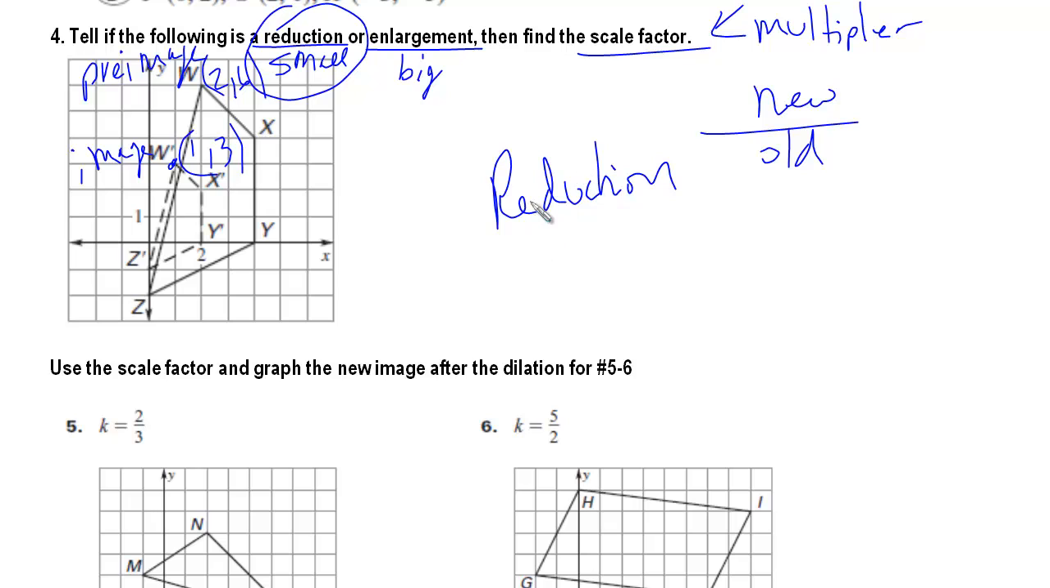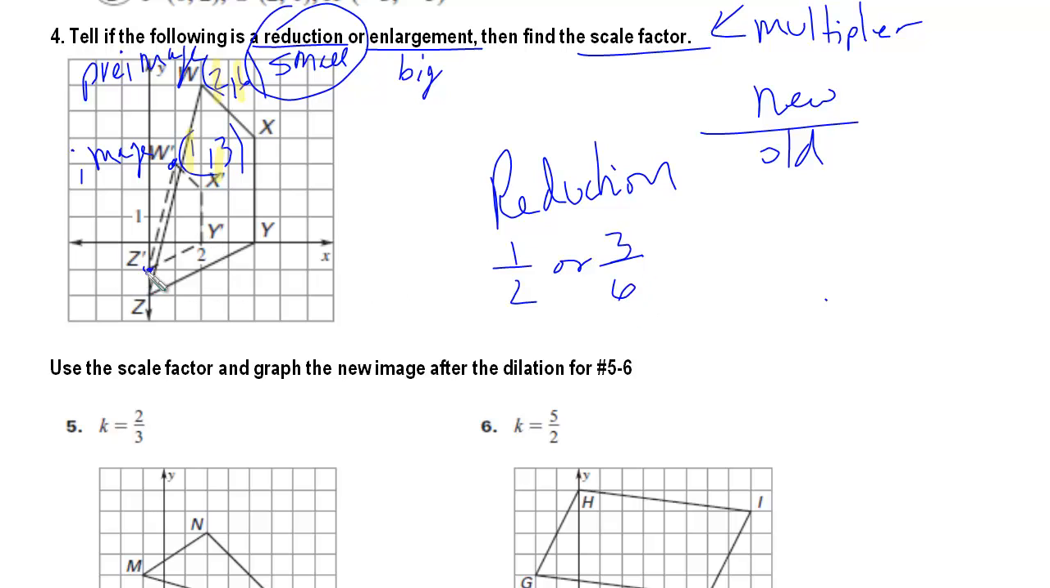And how did it reduce? Well, I just compare corresponding parts. So I labeled the coordinates here of W. Remember, we compare the ratio of new to old. So I can just take 1, the new coordinate, over 2, or 3 over the 6. And it doesn't matter what point I pick.